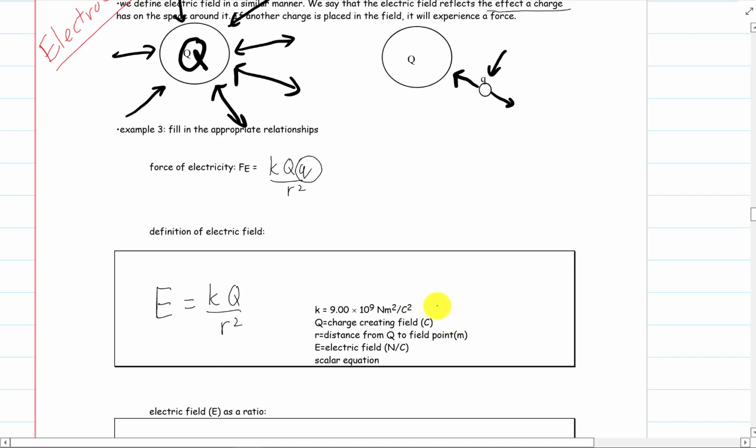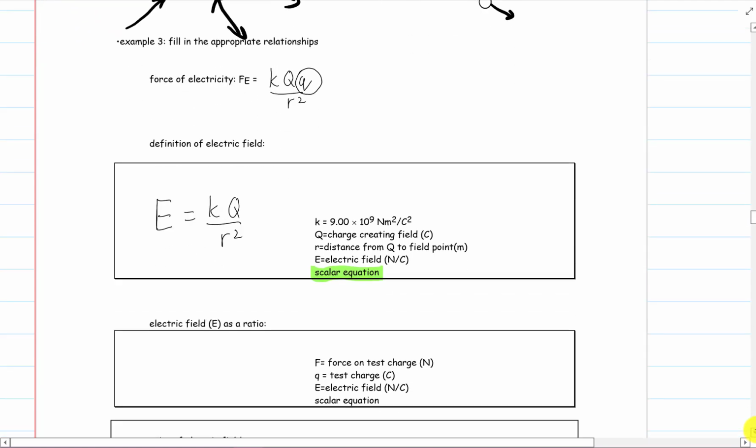Now, one of the things I'm going to emphasize in a moment is that this is a scalar equation. Why scalar? Because we use a different methodology to find the direction. This is only to calculate the magnitude of the E field. This alone, we don't know what the direction is.